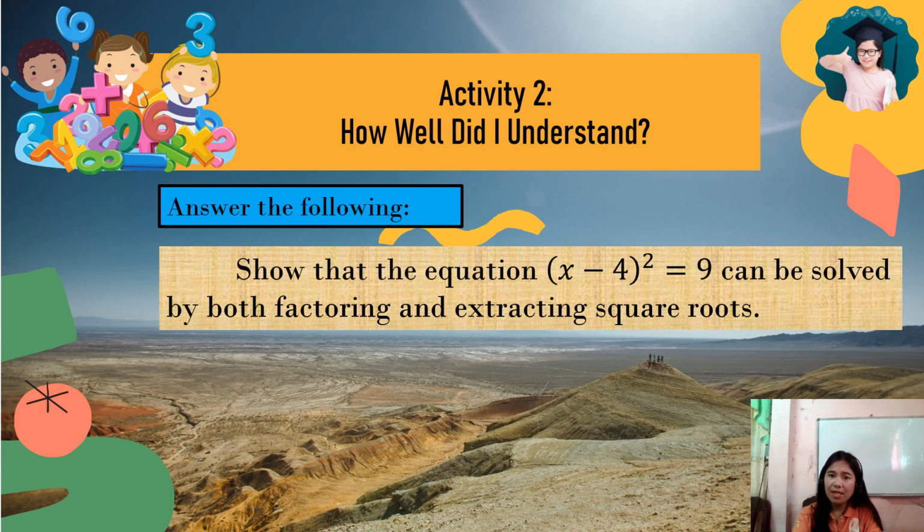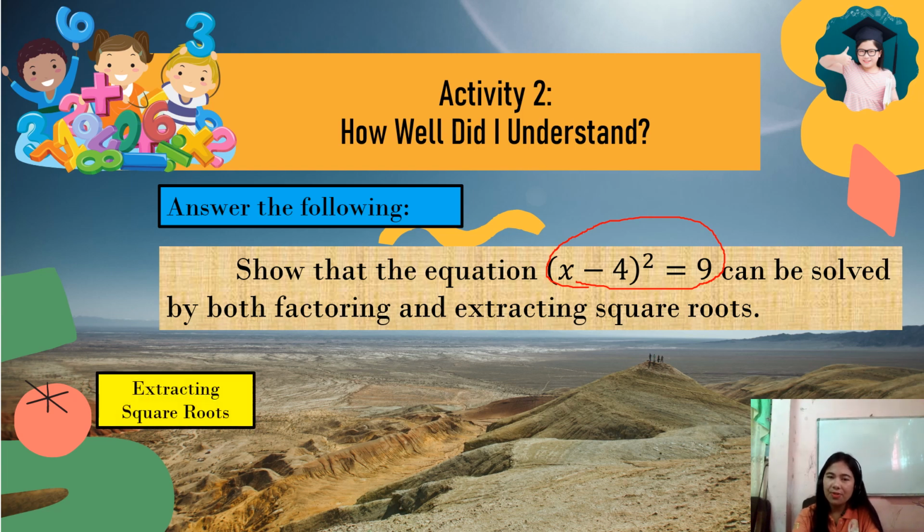Here, show that the equation x minus 4 squared equals 9 can be solved by both factoring and extracting square roots. Of course, it can be factored. Now, because my video is already long, maybe I'll just leave it to you. So, I think we already solved this by extracting square roots. What you're going to do here is extract square roots. This is all you will do.